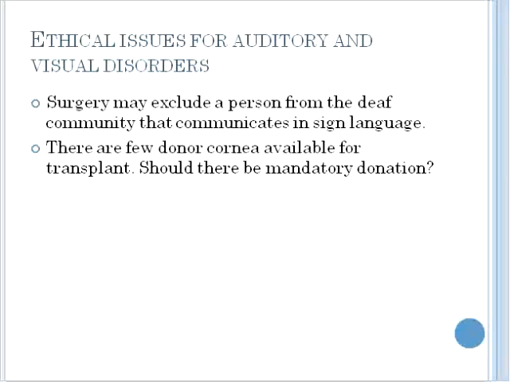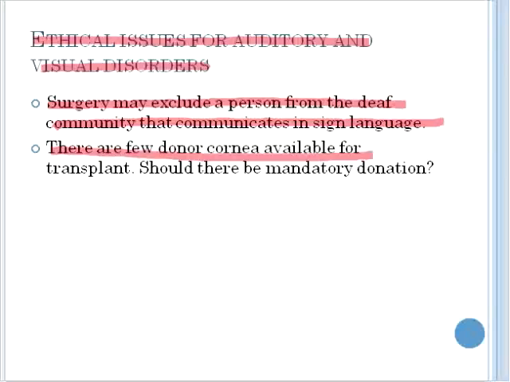Now, that being said, there are ethical issues attached to auditory and visual disorders as well. When a person has surgery, they may be excluded from the deaf community that communicates in sign language. While not directly related to hearing, certainly for donors for corneal transplants, there are few donor corneas available for transplant. Should there be mandatory donation? These are questions that need to be asked.